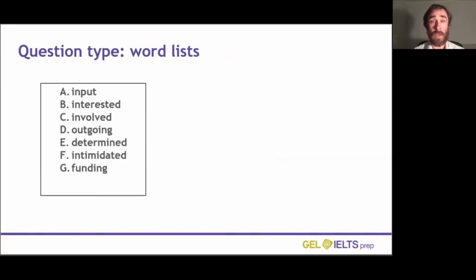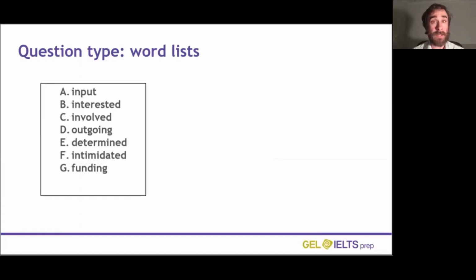Some questions will give you a word list. This means that you must not take your answer from the text. Instead, your answer will be one of these options. The options will begin with a letter, and you should write the letter as your answer.